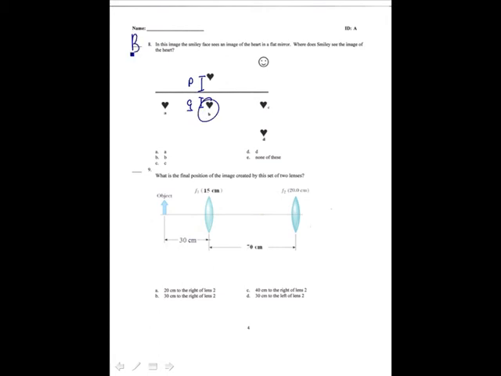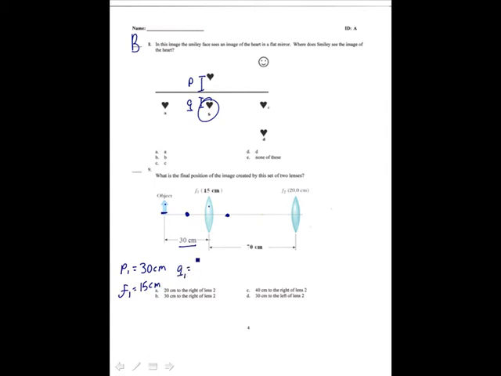What is the final position of the image created by this set of 2 lenses? Okay, let's see. My focal length for this first one is right about here. I want to find what is the object distance for the first lens. So I'm going to work this in 2 steps. P1 is equal to 30 centimeters. That's the object distance. The distance from here to here is 30 centimeters. F1 is 15 centimeters, and I want to know what Q1 is equal to.